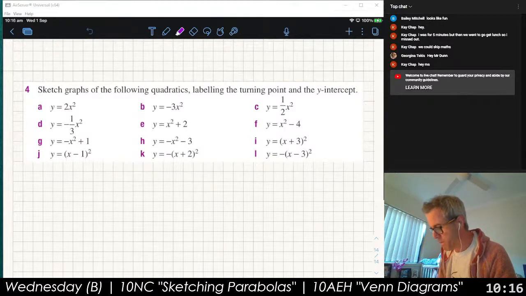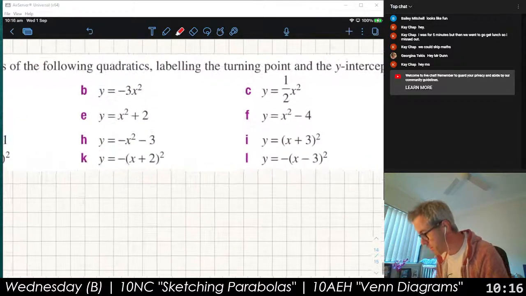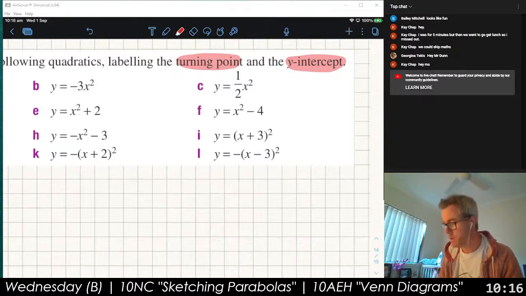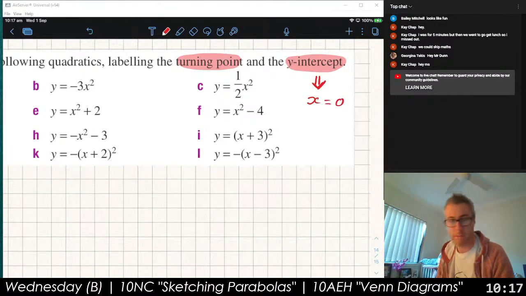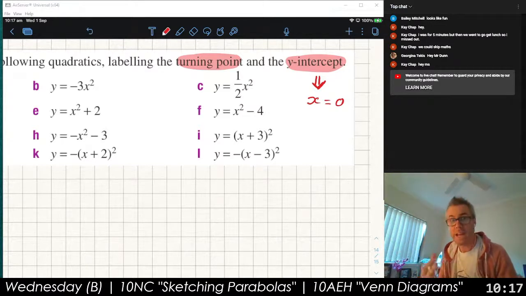Let's have a look at this. It says, and most importantly, sketch graphs of the following quadratics, labeling the turning point and the y-intercept. Hopefully you remember the y-intercept. Remember, the y-intercept is when x is equal to 0, right? That is where my line runs through the y-axis. We calculate that by saying when x is 0.